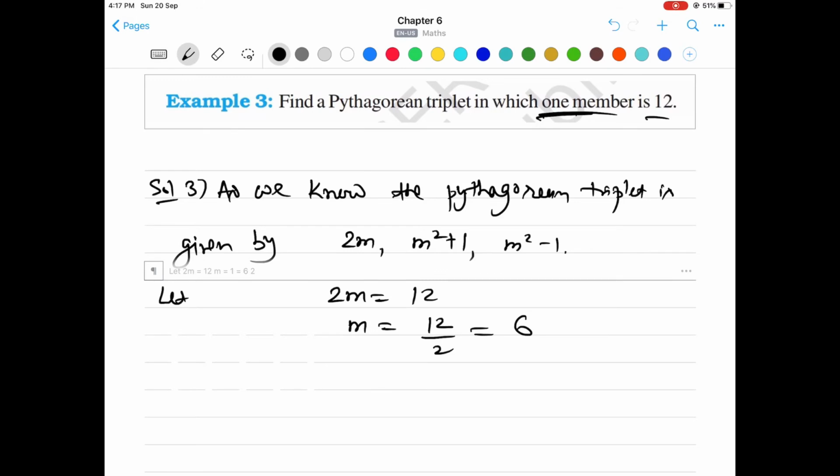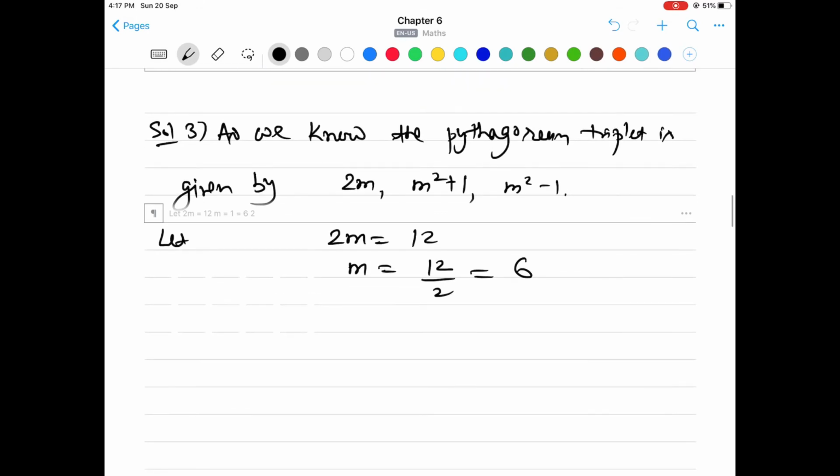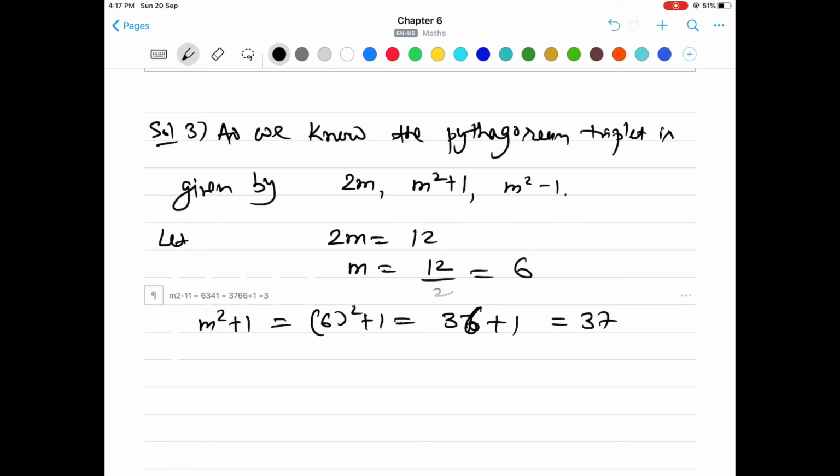Okay, so now we find the other two numbers. m square plus 1 is 6 square plus 1, that is 36 plus 1 equals 37. The next number is m square minus 1, that is 6 square minus 1, which is 36 minus 1 equals 35. So these are the Pythagorean triplet.